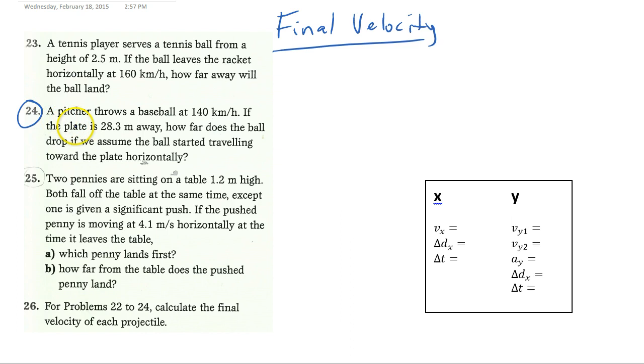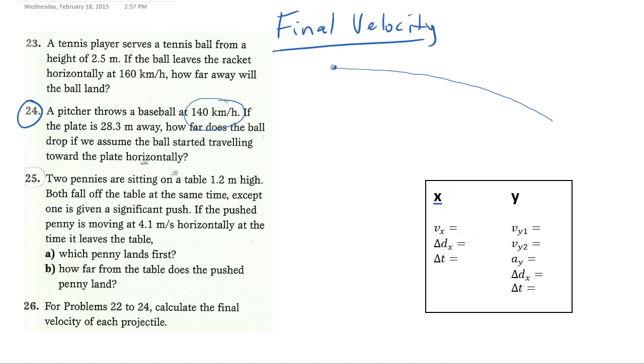So what does this look like? A pitcher throws a baseball at 140 kilometers per hour, if the plate is 28.3 meters away. So it's going to be a situation where it's a lot like throwing something horizontally off of a cliff. In this case, the pitcher is at some height because of the pitcher's height, and also in baseball you stand on a pitcher's mound. So this is thrown horizontally, and it travels in this projectile motion like this, and so this is where the baseball plate is.